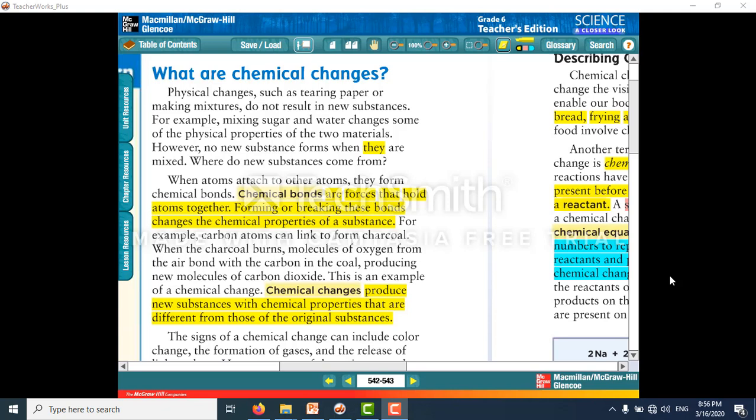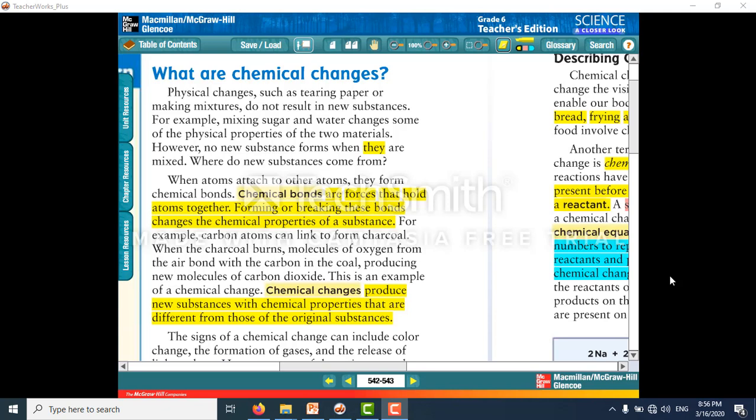So now, where do new substances come from? When atoms attach to other atoms, they form chemical bonds. So what are chemical bonds here? Chemical bonds are forces. This force holds atoms together. So chemical bonds are forces that hold atoms together.